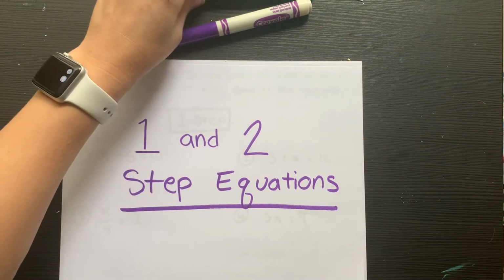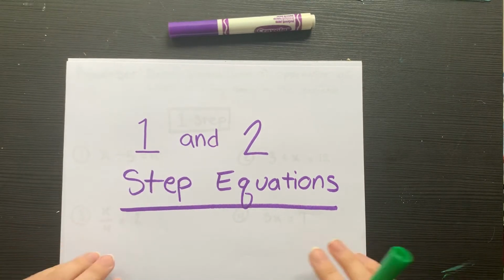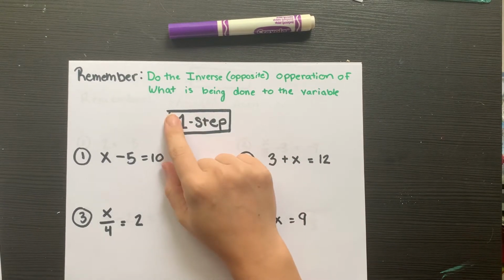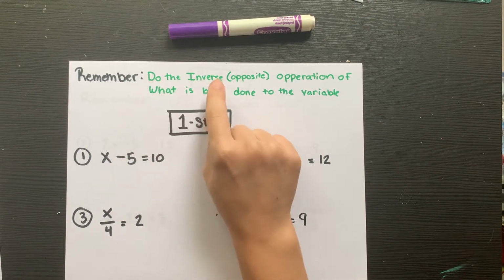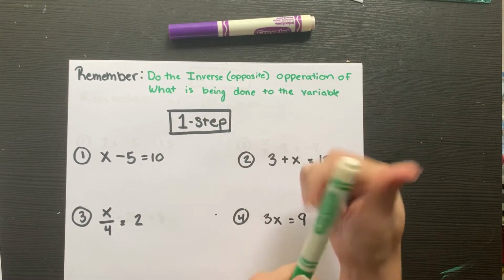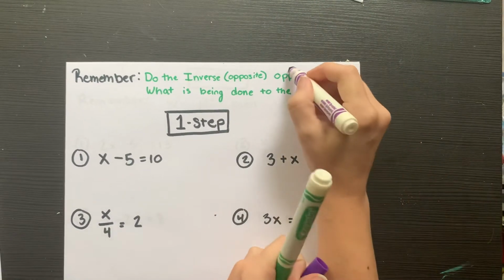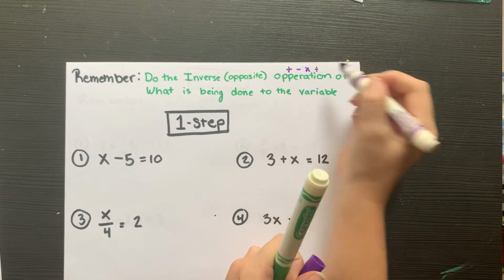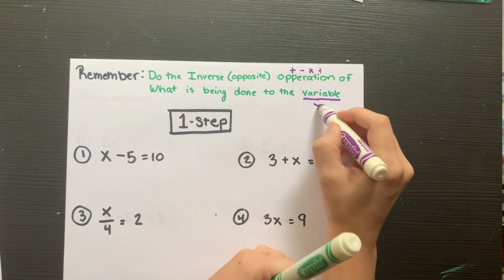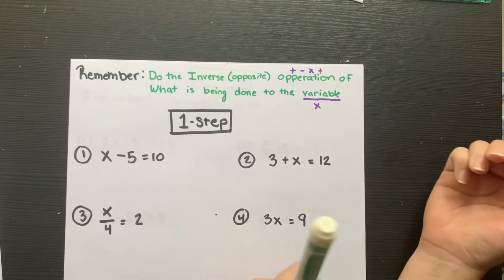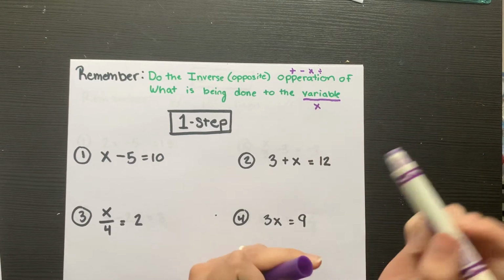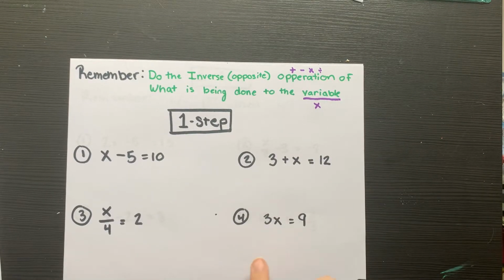Alright, so we're going to be talking about 1 and 2 step equations today. We're going to start with some 1-step equations. The big thing to remember when we're solving equations is we need to do the inverse. Inverse means the opposite operation. Operations are like adding, subtracting, multiply, and divide. So you need to do the opposite of what is being done to the variable. Whatever letter's there, like X or Y or K, do the opposite of what's happening to the letter, right? So we're gonna look at some examples here.